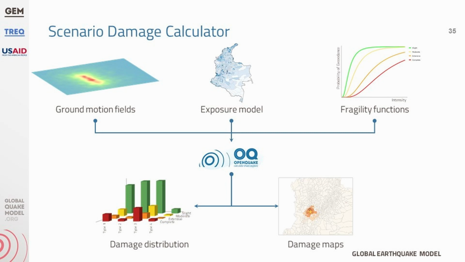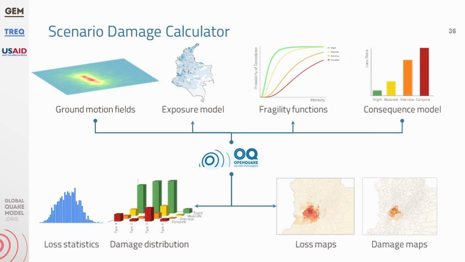In the modeling of a seismic scenario in OpenQuake, we can obtain statistics on the distribution of damage if the damage scenario calculator is used, or economic losses if the scenario risk calculator is used. It is also possible to use the damage scenario risk calculator combining fragility and consequence models to have both damage and loss results.